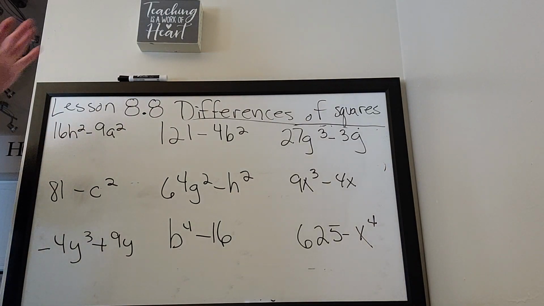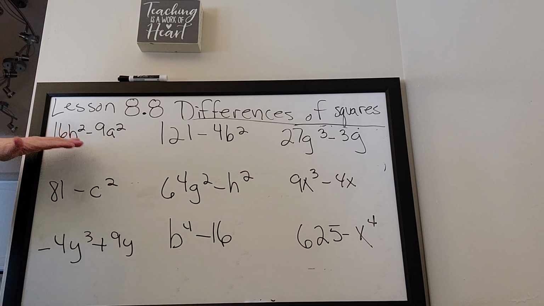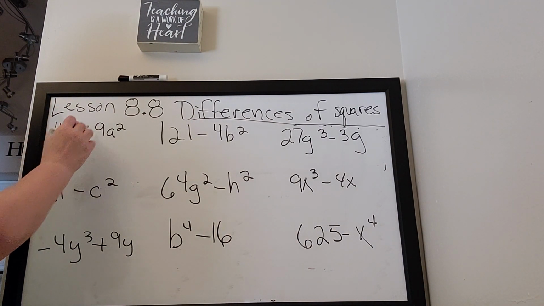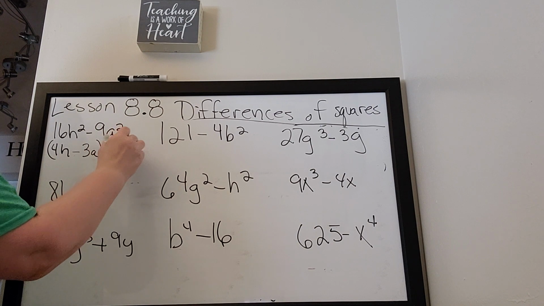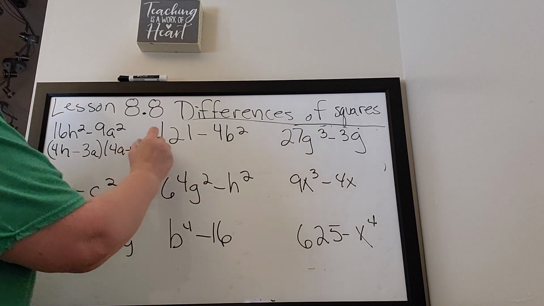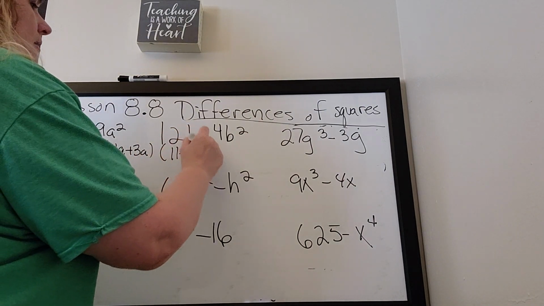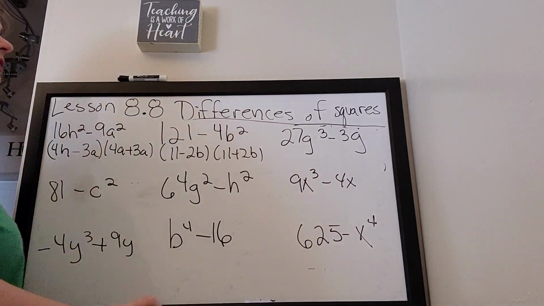Okay, so again, we're talking about differences of squares from lesson 8.8. If they are perfect squares with a subtraction in the middle, it's the square root of the first one, 4a, the square root of the next one, 3, minus 3 and plus 3. Square root, 1 minus, 1 plus. So this one is 11 minus 2b, 11 plus 2b. So these can go pretty fast, but you do have to look to see.